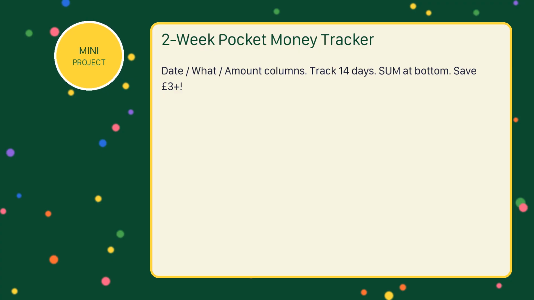Mini project. Build your own pocket money tracker for the next 2 weeks. Use sum to show your savings. Try to save at least £3.